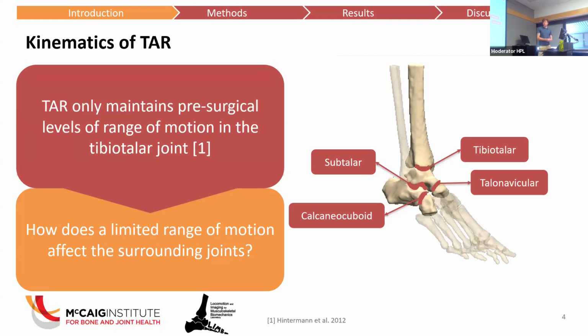And then the question I guess we want to answer is how does that limited range of motion in the ankle post-surgery affect the surrounding joints? Does it have some sort of cascading effect to other joints? Are we going to see secondary OA? Are we going to see different kinematics in not only that tibiotalar joint, but also the subtalar, talonavicular, and calcaneocuboid joints?